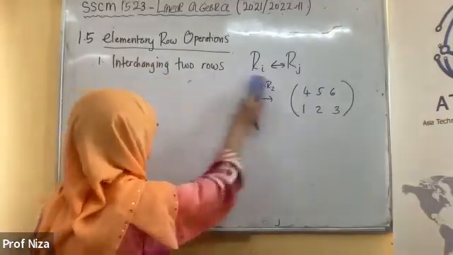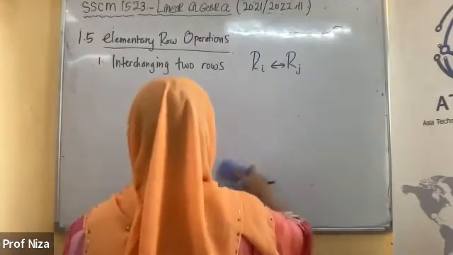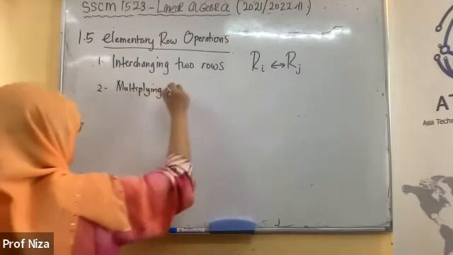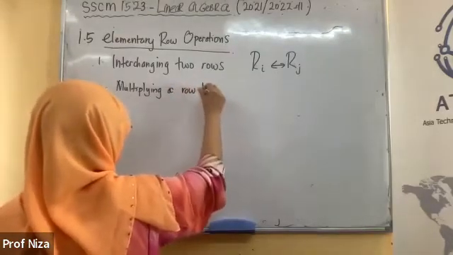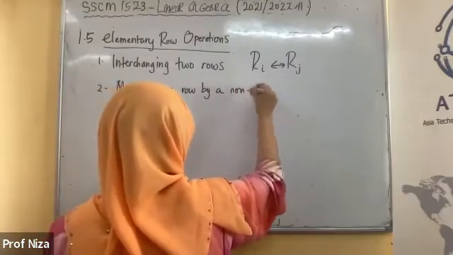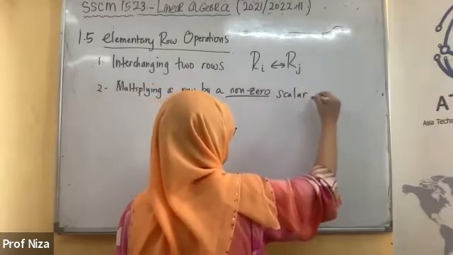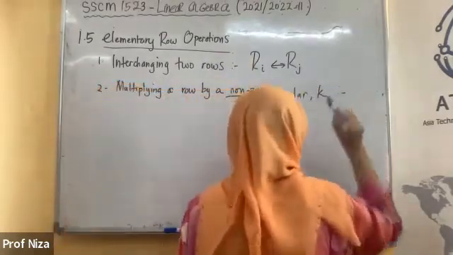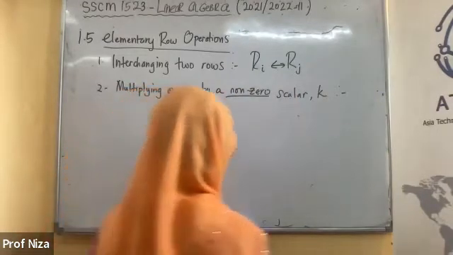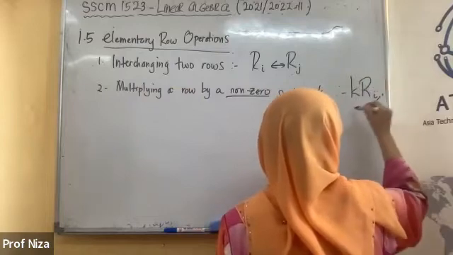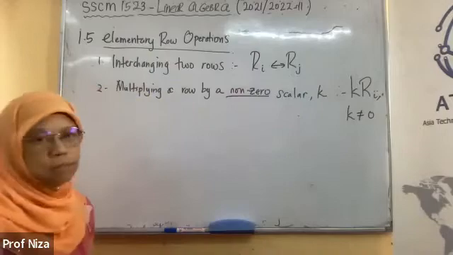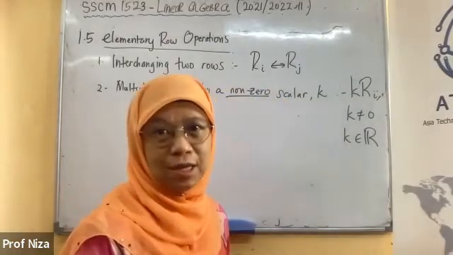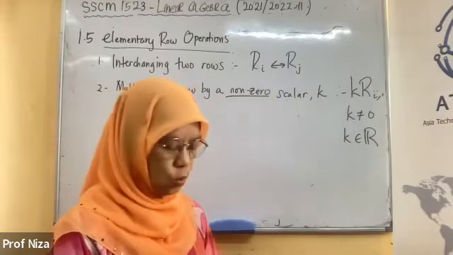Okay. Then the second one is multiplying a row by a non-zero scalar or number k. Okay, and you write k Ri. Yeah, k cannot be 0. Scalar means k can be any real number. It can be a fraction. It can be negative. Okay.